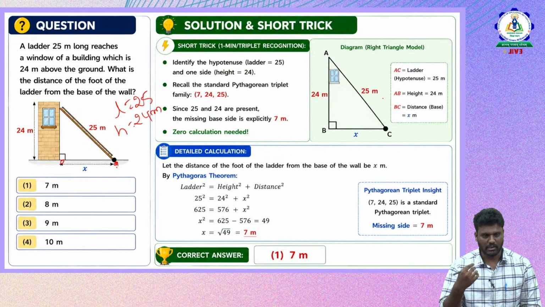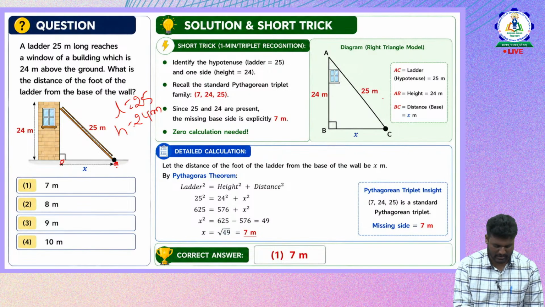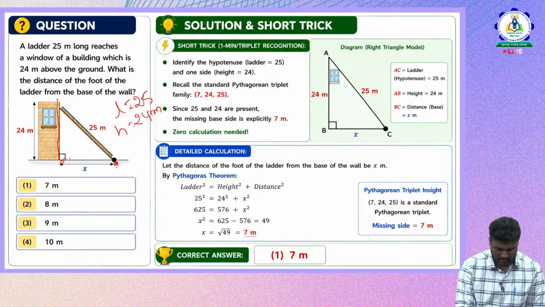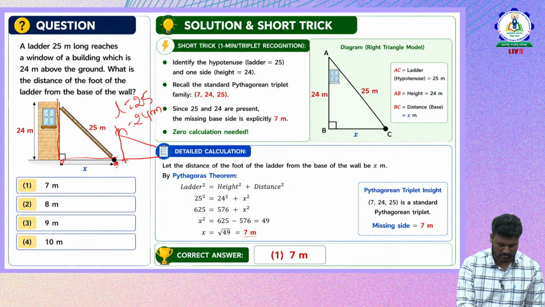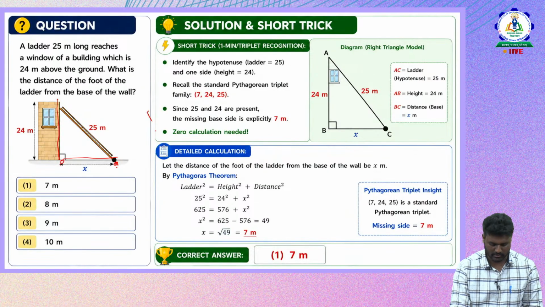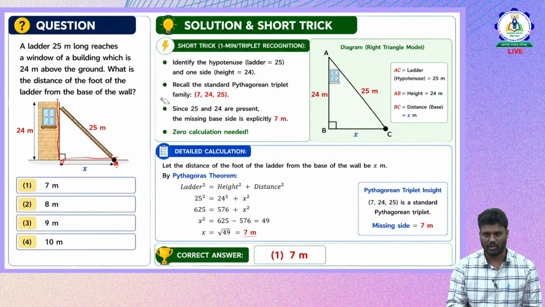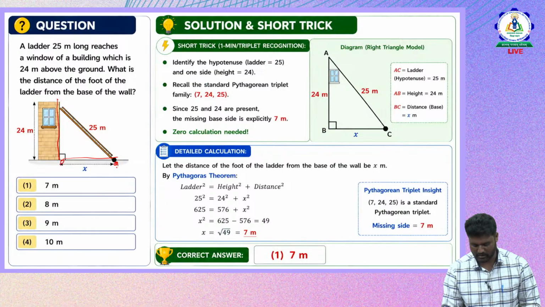When you visualize this word problem and convert it into a mathematical form, it will exactly come as a right angle triangle. Here the 25 meters is the hypotenuse, and let us assume this is the ground, and this is the building, 24 meters. So exactly it can be a Pythagoras right angle triangle, where we can represent it as a right angle triangle A, B, C.